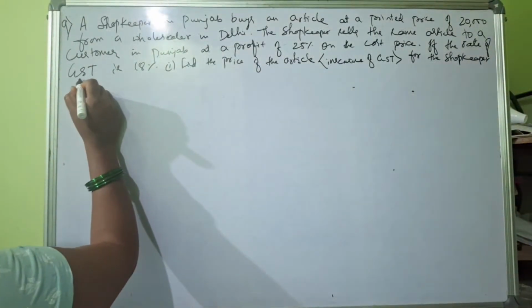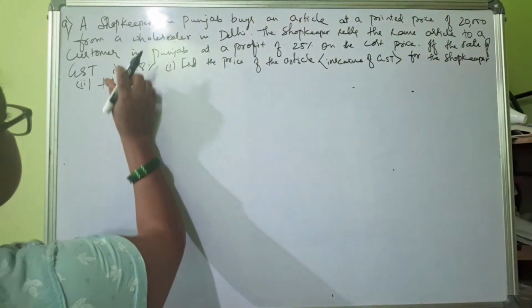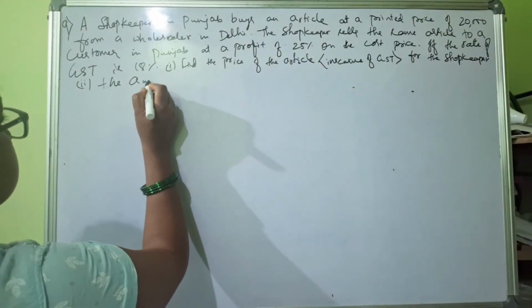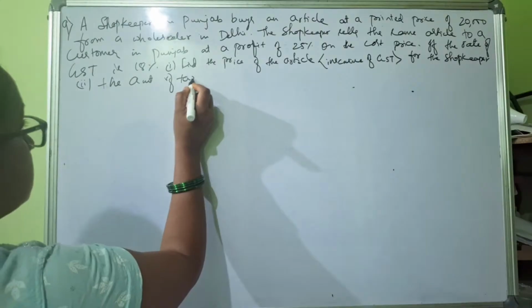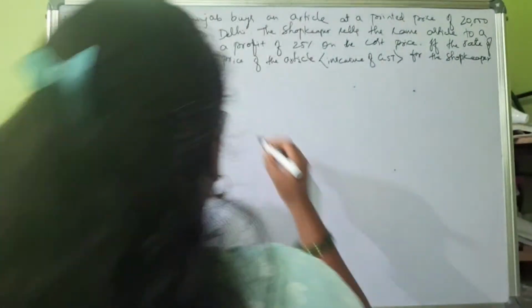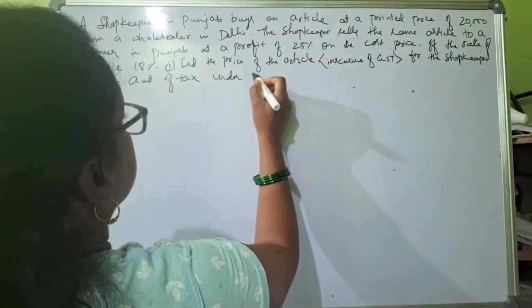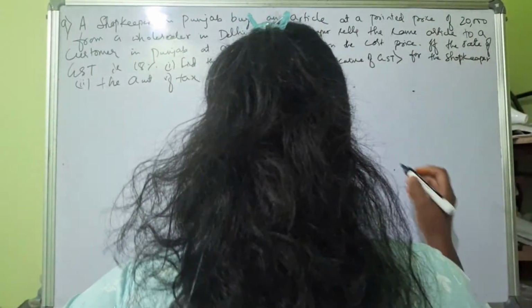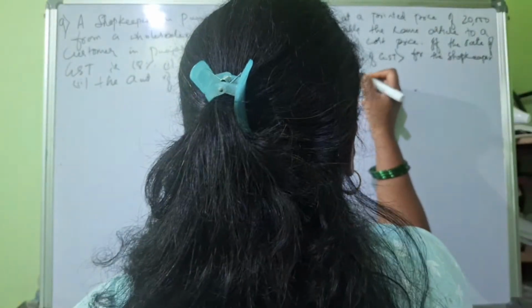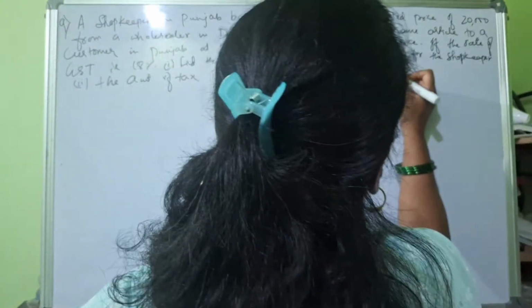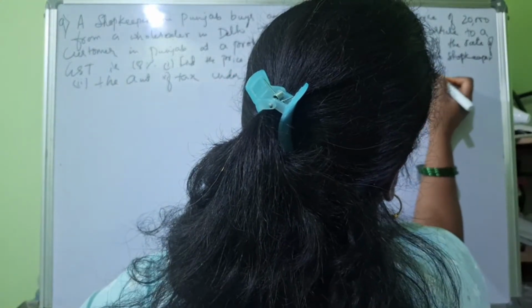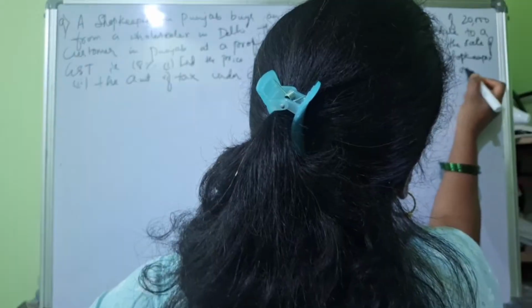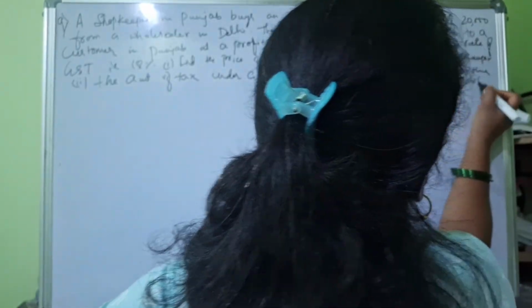And the second question is the amount of tax under GST received and paid by the shopkeeper to the government.